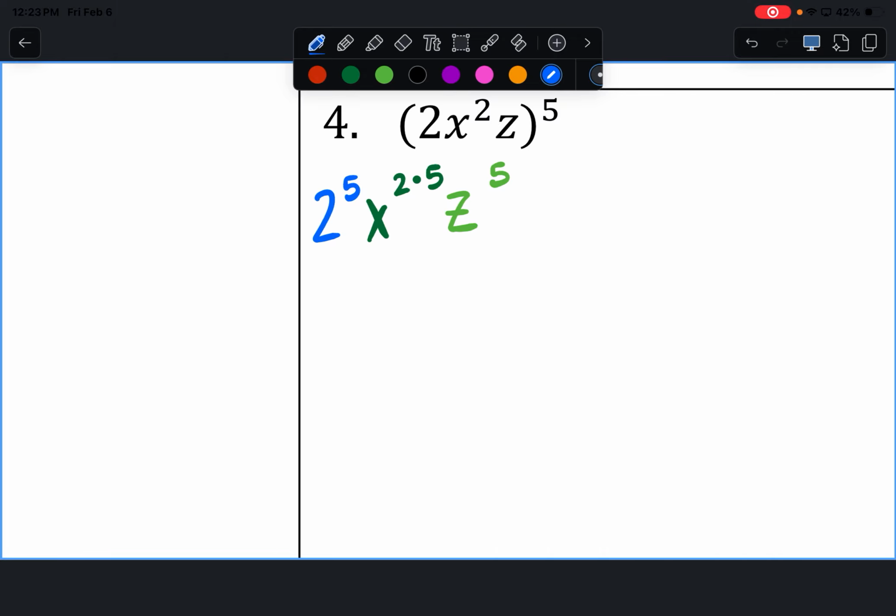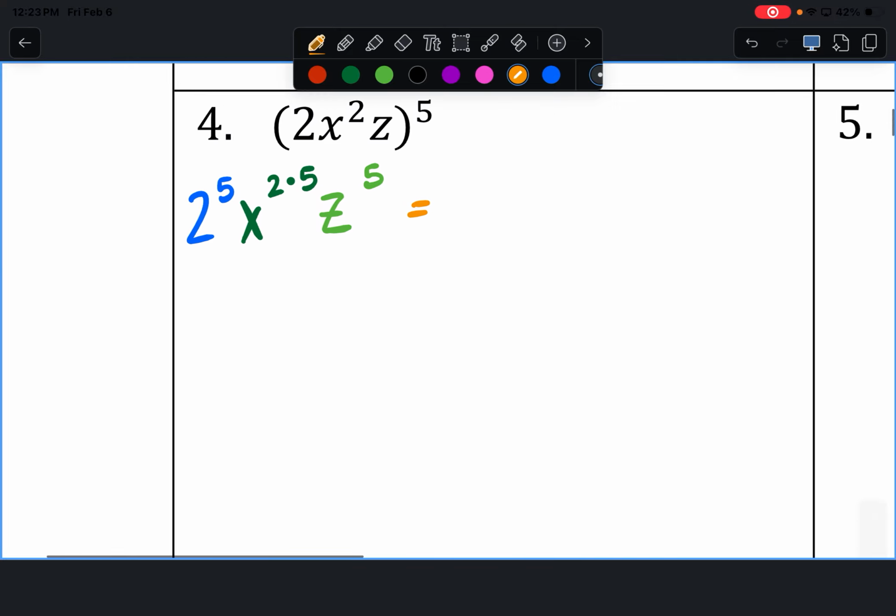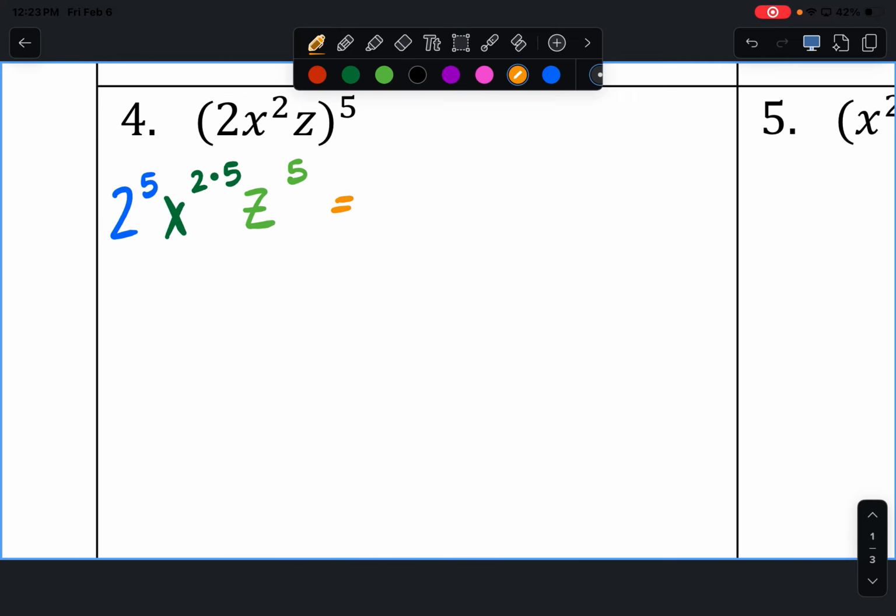Okay, so from here, what is 2 to the 5th power? 32. Okay. What do you get when you raise x squared to the power of 5? You get x to the... Okay, and then z will be z to the power of 5. There wasn't anything else for us to do.